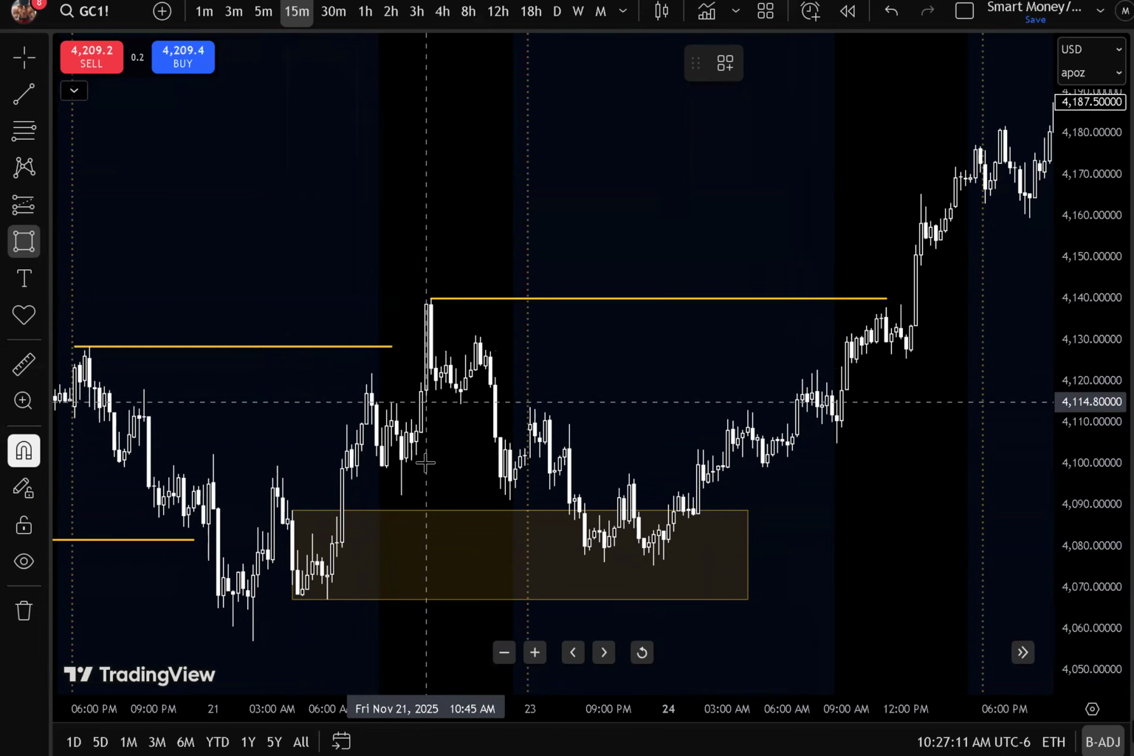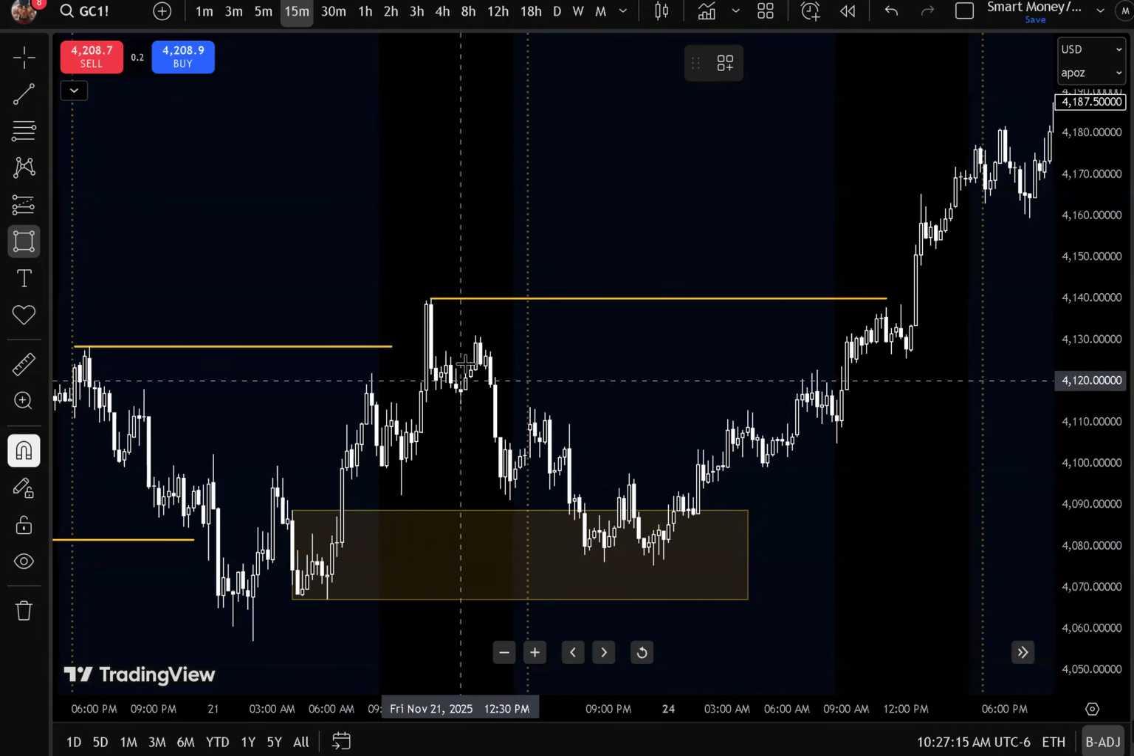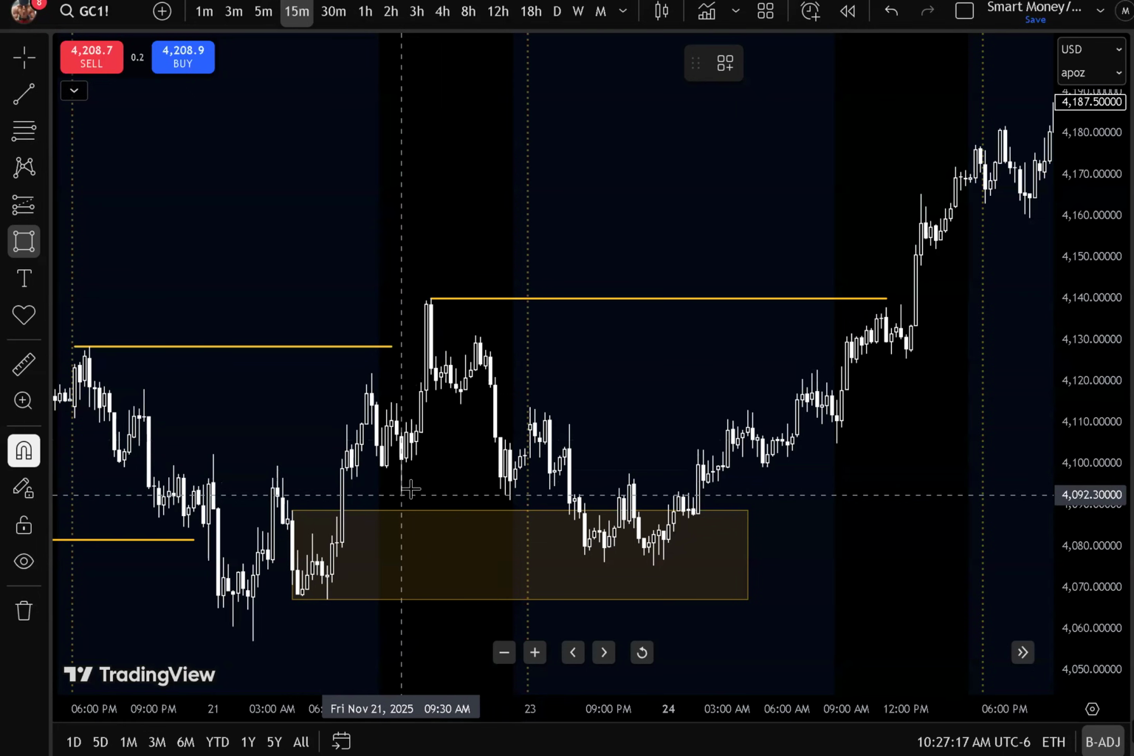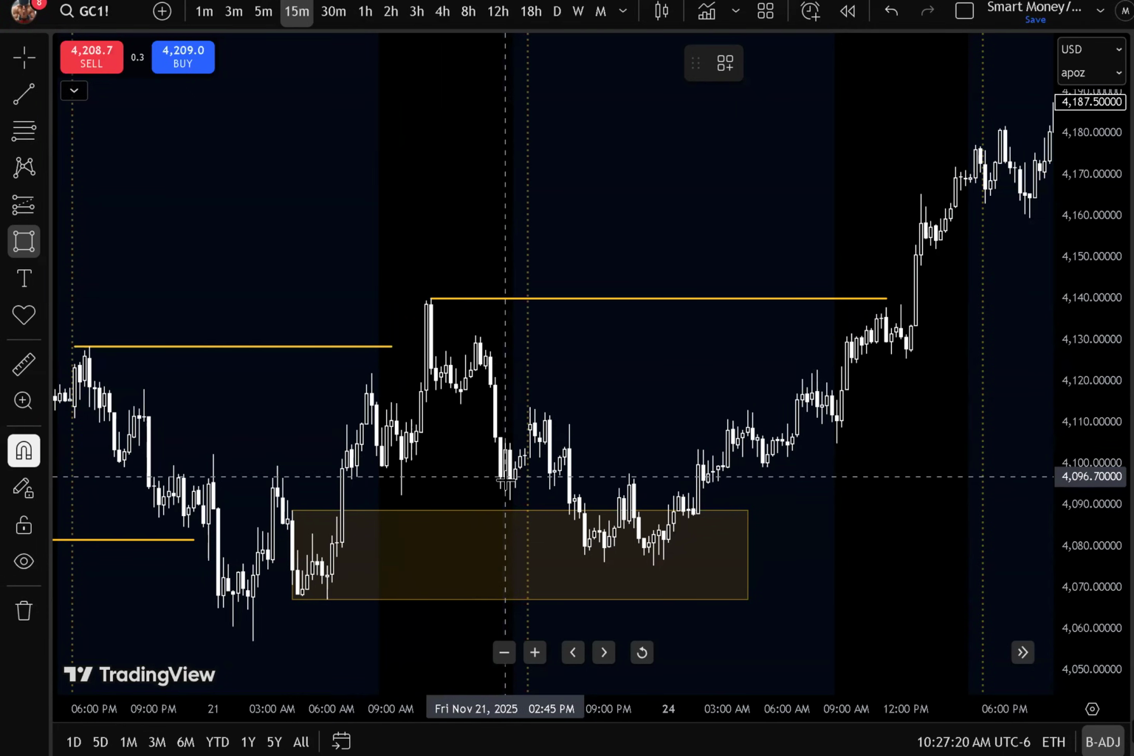Same thing right here. This is the pullback. We mark the pullback. Look, we get indication up here. But look what happens. Price comes and it starts coming down, right?